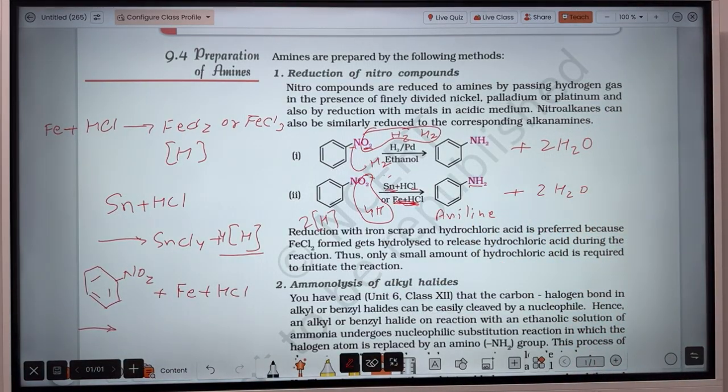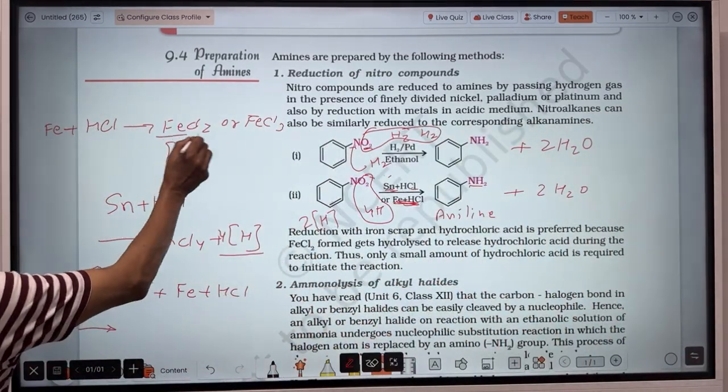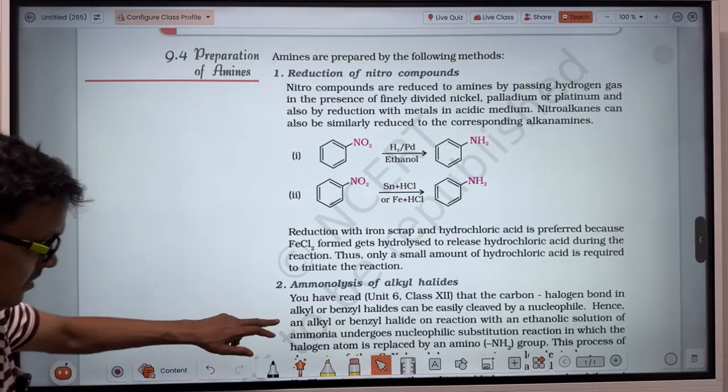Okay guys, it is very easy. Most frequently FeCl2 is formed. A smaller amount of FeCl3 is also formed in this case.